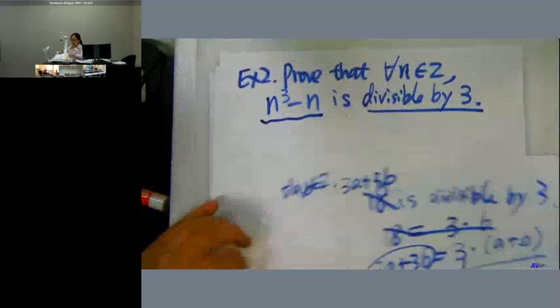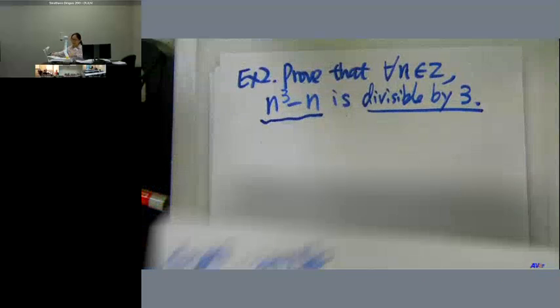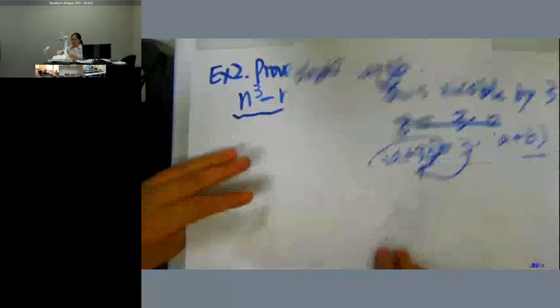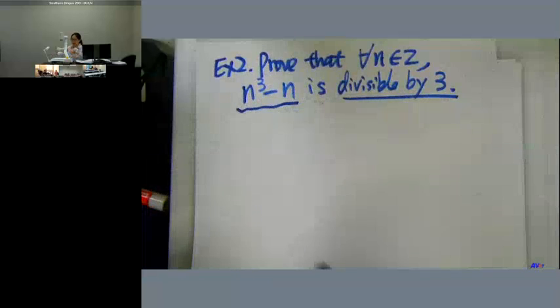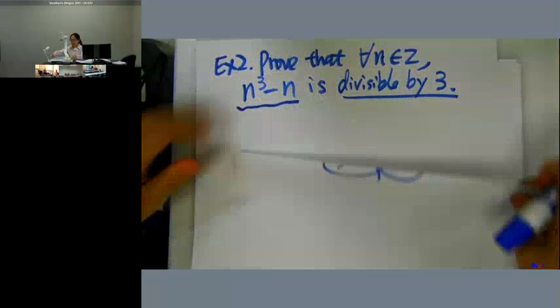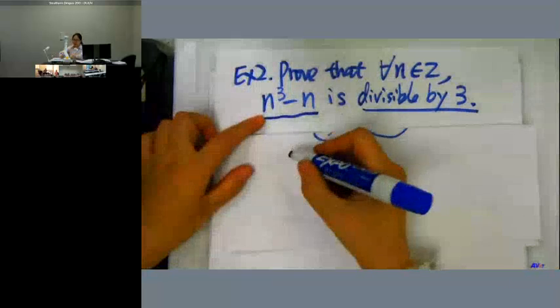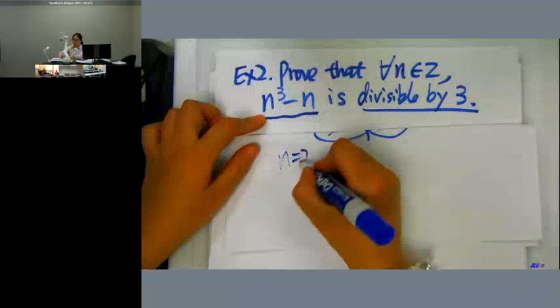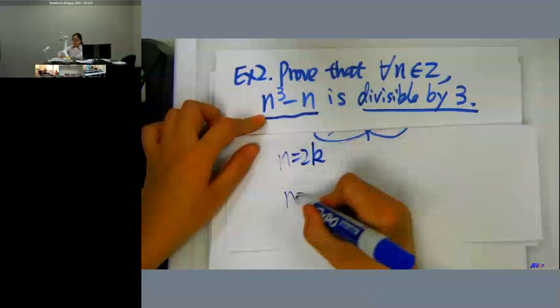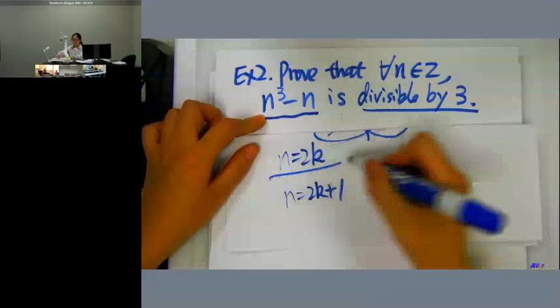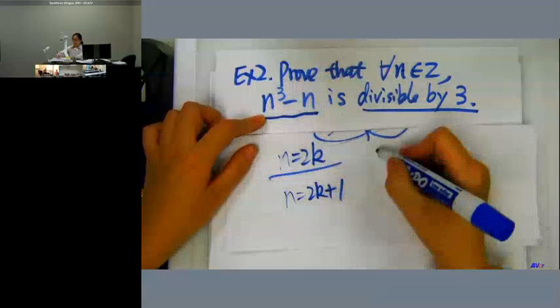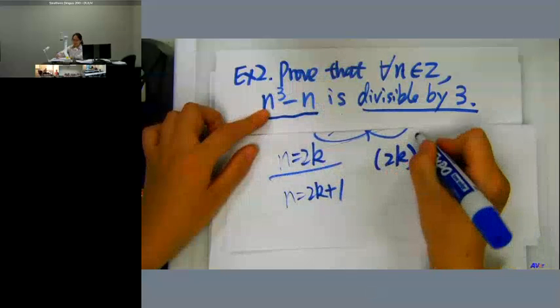So you don't have to copy this down. I'm trying to explain to you how would you know that you shouldn't do 2 cases, instead you have to do 3 cases. Suppose I do 2 cases like before. n is 2k, and n is 2k plus 1. So let's try 2k. Plug 2k in there. Replace n with 2k.